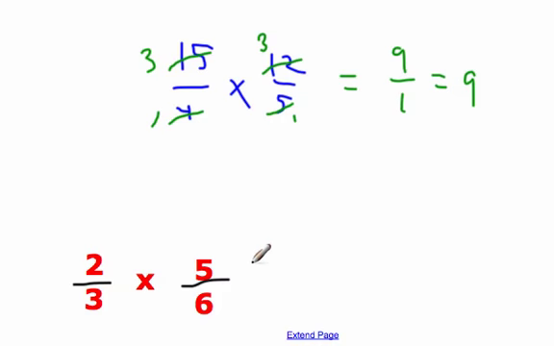One more multiplication problem, and we have 2 times 5, the numerators are 10. And then 3 times 6 is 18. And again, we can simplify this. This will equal 5/9. And if we'd wanted to, notice here I had to simplify this fraction. If we'd wanted to, we could have cross-reduced.